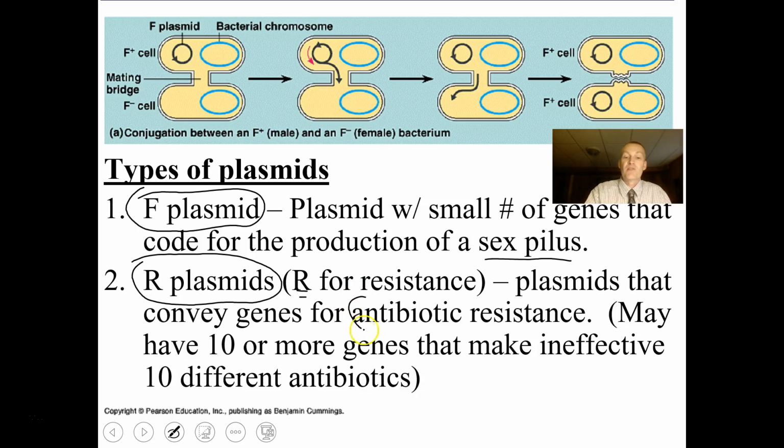So antibiotic resistance is pretty scary. If you get strep throat today, you go get an antibiotic and it destroys it. But if we lose the ability to use antibiotics, a lot of people used to die from strep throat. So antibiotic resistance is a pretty important topic. These R plasmids contain 10 or more genes that may make 10 or more antibiotics ineffective, which is pretty scary.